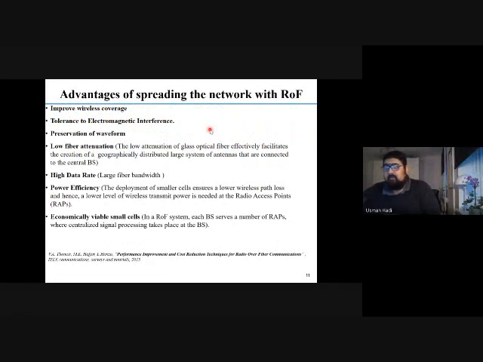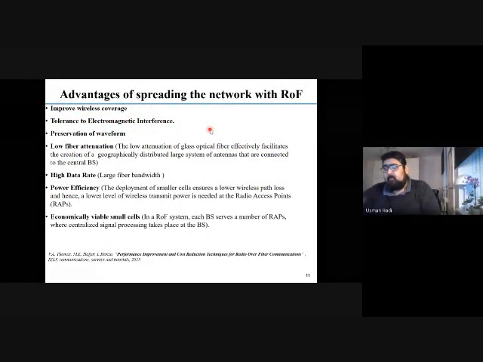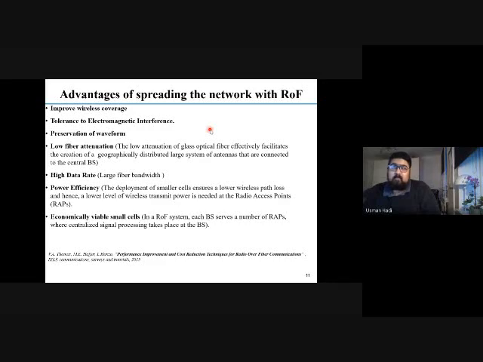So advantages, as you have seen in the slides and the animation before, it improves the wireless coverage. This is tolerant to electromagnetic interference. The waveform is preserved. We have less attenuation in the fiber. The data rate is high. That is why, when you see nowadays, even in Pakistan, that we have the fiber to the premises, there are a lot of companies who are now offering optical fiber communication systems to the premises and home, FTTP and FTTH. That is why, because they offer a better communication system and higher bandwidth.